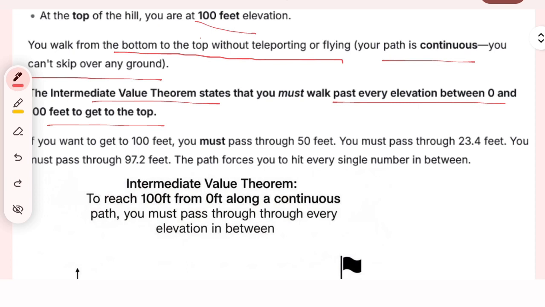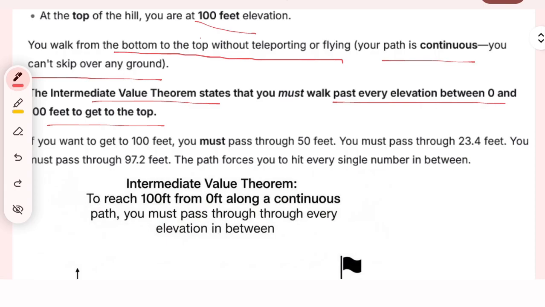If you start from 0 and you go to the elevation of 100, walking from the bottom of the hill to the top of the hill, then you must have walked every elevation existing there is, from the bottom to the top, from 0 to 100. And that is what IVT states.